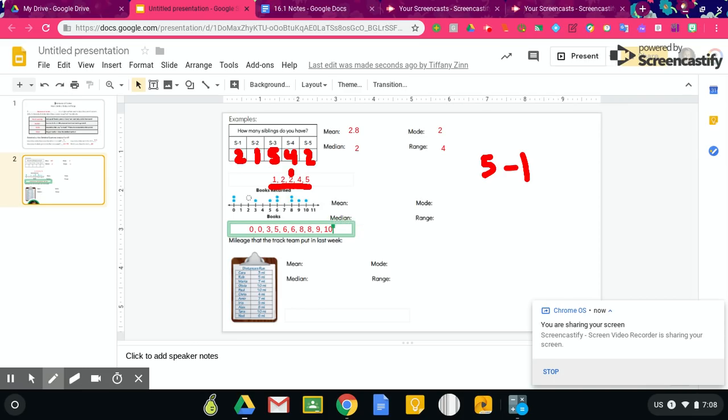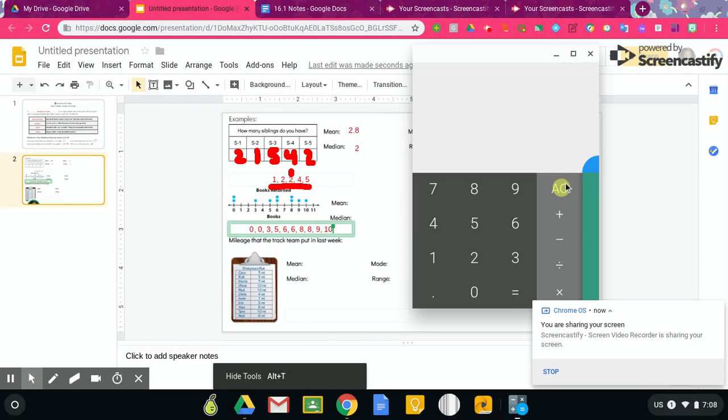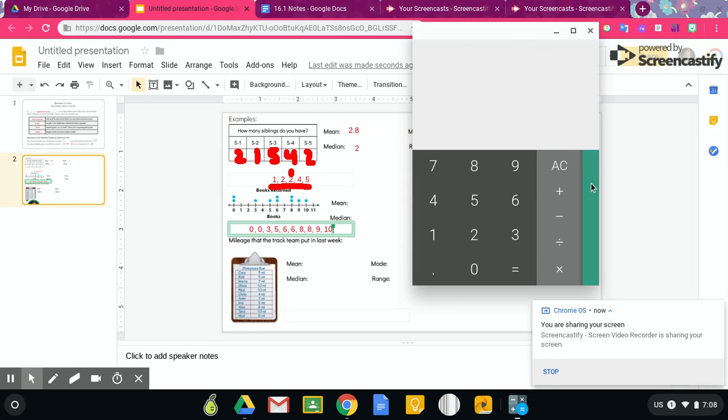Let me see. To make sure I've got 1, 2, 3, 4, 5, 6, 7, 8, 9, 10. I should have 10 data points. Okay. So for the mean, you got to add all of that up. I don't need to do the zeros.